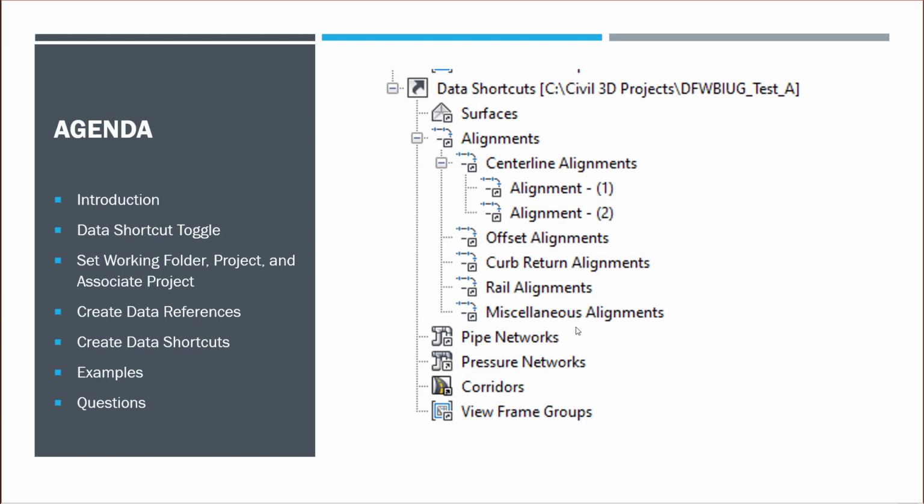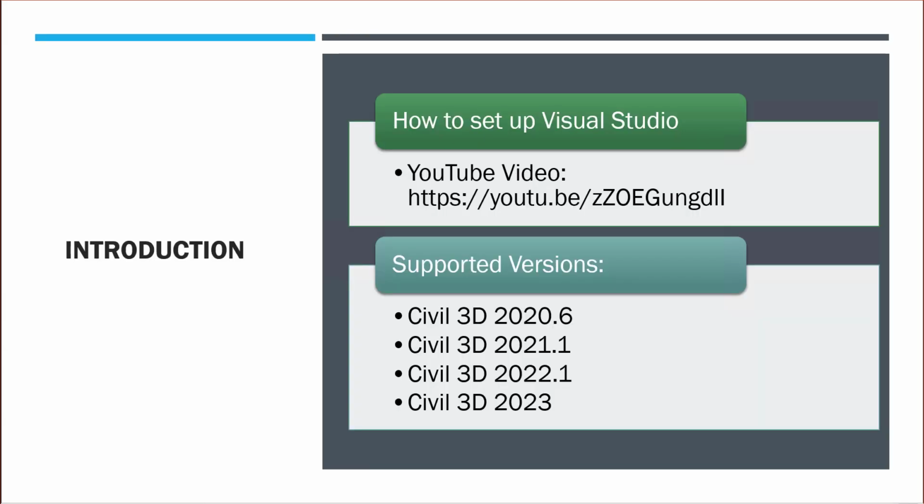data shortcut API. If you need any help on how to set up Visual Studio, I've provided a video on YouTube, which I've linked to here. And then for this data shortcut API, it's only available in Civil 3D 2020.6, 2021.1, 2022.1, or 2023. So if you download the code and try it and it doesn't work, the first thing you want to check is to make sure you have Civil 3D updated all the way.